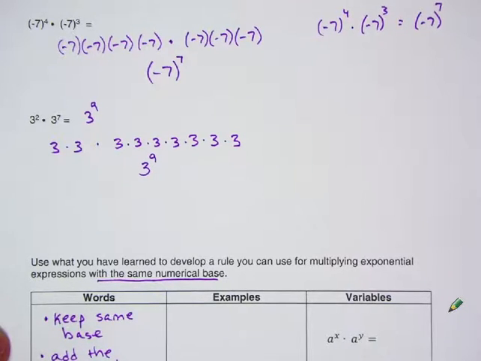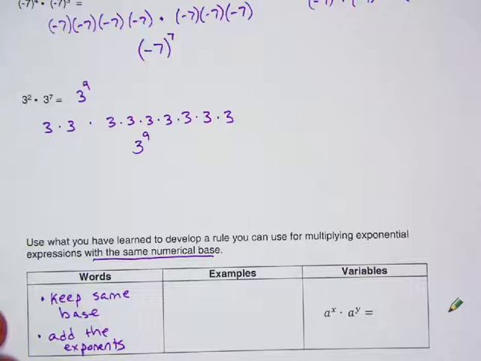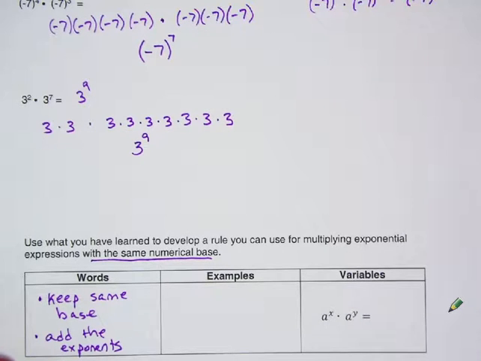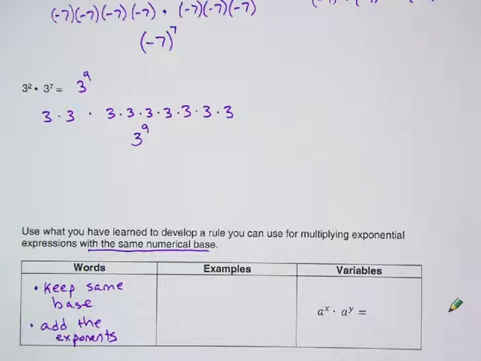If you look at the examples above, we had 2 to the 5th times 2 to the 6th. 5 plus 6 was equal to 11. Our answer was 2 to the 11th. We had negative 7 to the 4th times negative 7 to the 3rd. We keep the base, we add the exponents of 4 plus 3, and we get negative 7 to the 7th. Same thing with 3 to the 2nd times 3 to the 7th. Keep the base of 3, add 2 plus 7, get an exponent of 9.